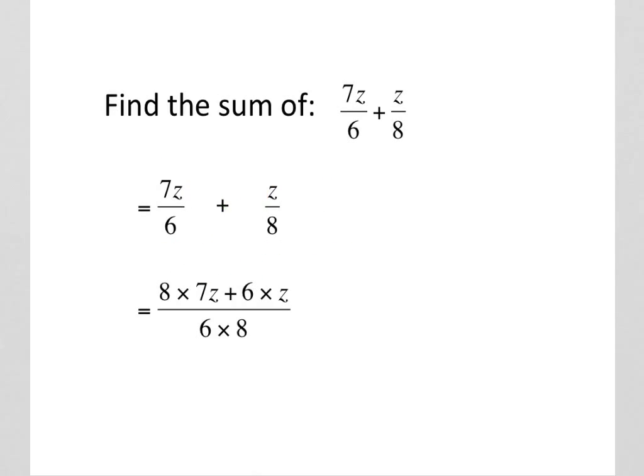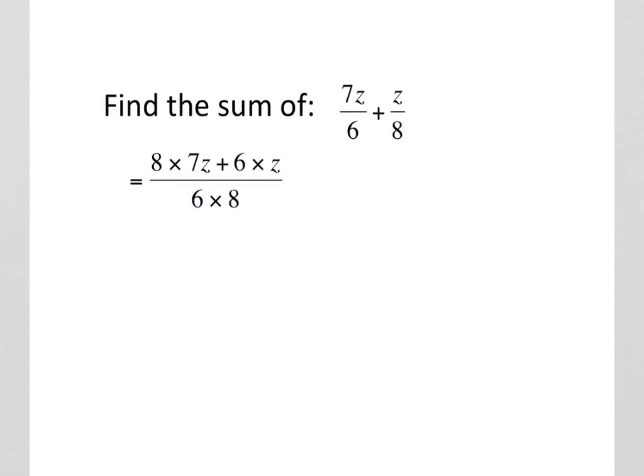So let's do this. 8 multiplied by z gives us that expression there. 6 multiplied by z gives us this expression here. And 6 multiplied by 8 gives us that expression on the bottom. So at this point, all we need to do is simplify it further and we get our answer. 8 multiplied by 7z is 56z. 6 multiplied by z is 6z. And 6 multiplied by 8 is 48.